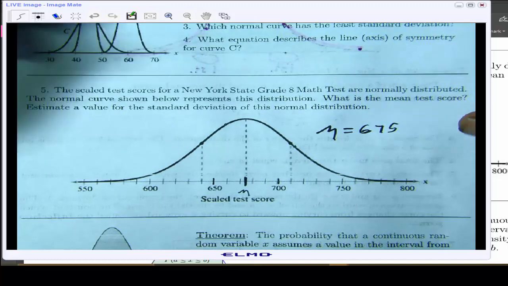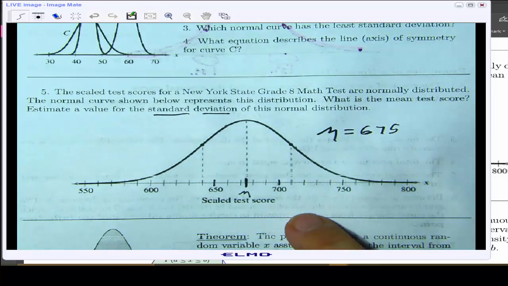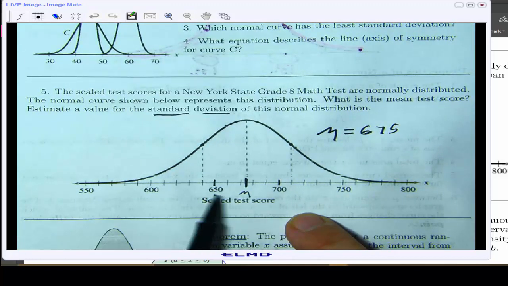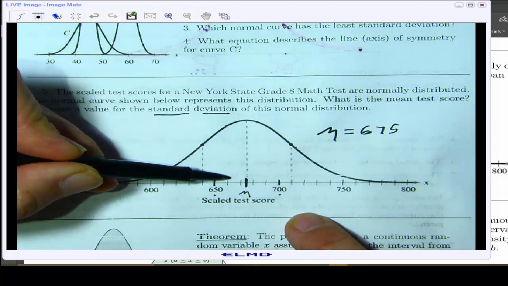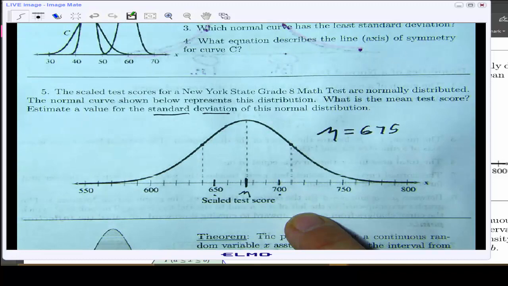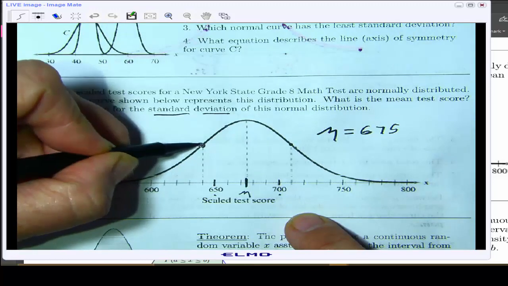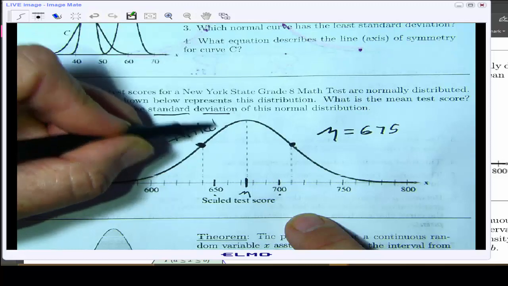And they also want us to find the standard deviation of the normal curve. If you take a look at the x-axis, in particular the space between 650 and 700, it looks like these ticks are measuring out 10 units. So this is 650, 660, 670, 680, 690, and so on. The reason I bring that up to help us find the standard deviation is that these points right here are the inflection points, right?